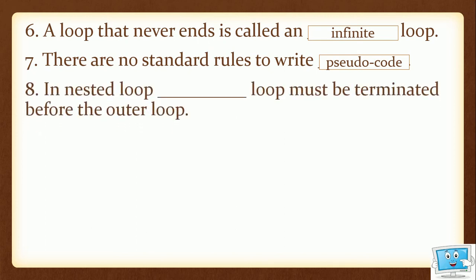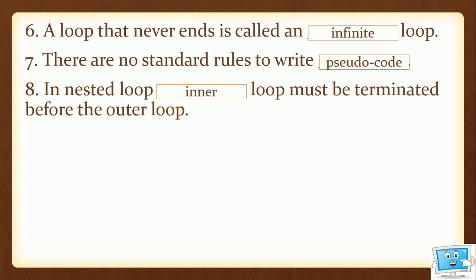Next is, in nested loop, dash loop must be terminated before the outer loop. Nested loop, basically what is that? In which two loops are there. One is the inner loop and other is the outer loop. So before terminating the outer loop, terminating means ending, which loop must be terminated first?